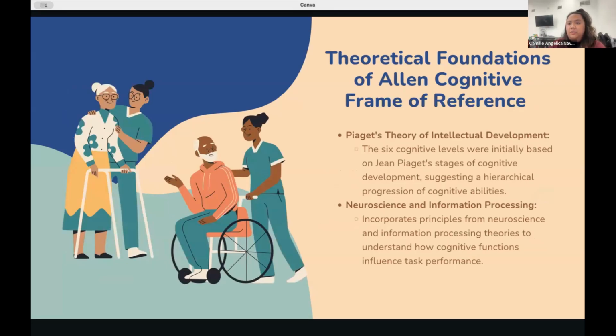And for the theoretical foundations of Allen cognitive frame of reference: Piaget's theory of intellectual development. The ACL is originally based on his theory, which helps assess, assist, and adapt the patient's environment based on their cognitive disabilities and abilities. And it is also based on neuroscience information processing, which incorporates principles of neuroscience theories to understand how cognitive function influences task performance.